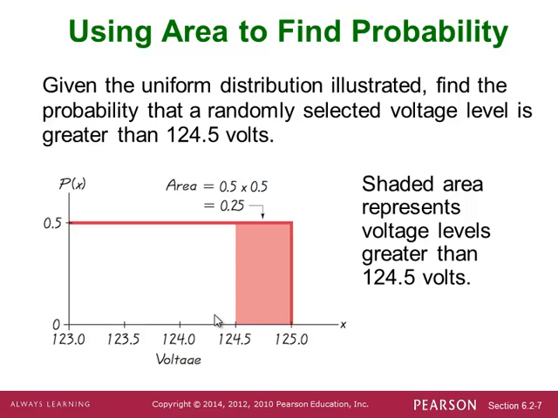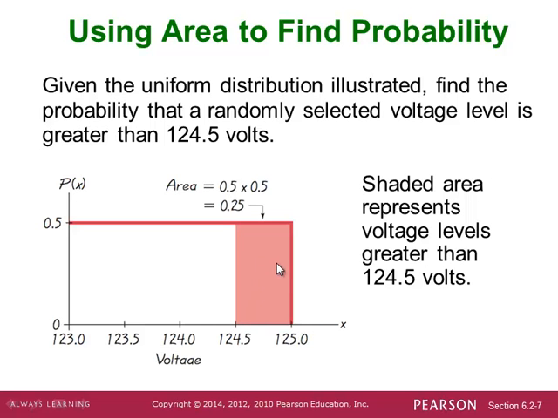The only way that we could have non-zero probabilities for a continuous random variable is that the random variable needs to be over some interval. So it makes sense for us to talk about the probability that your voltage is between 124.5 and 125.0, for example. All we need to do is look at the area that's under the curve between x equals 124.5 and 125.0.